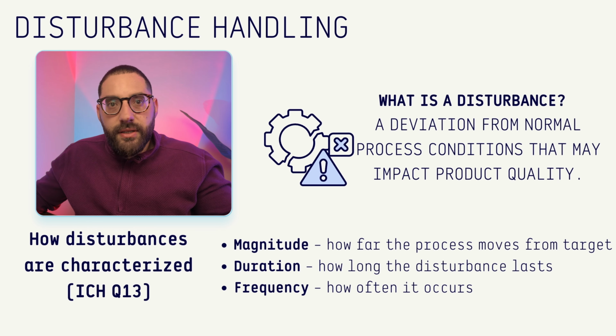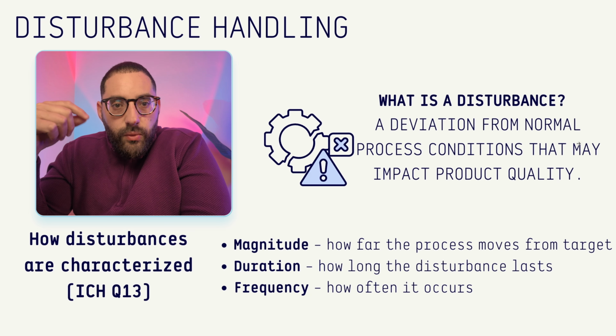Magnitude is how far the process moved away from normal, duration is how long that condition persisted, how long the disturbance lasted. And then frequency is how often the disturbance occurred. And because of that, it allows organizations to make more targeted and scientifically justified decisions.